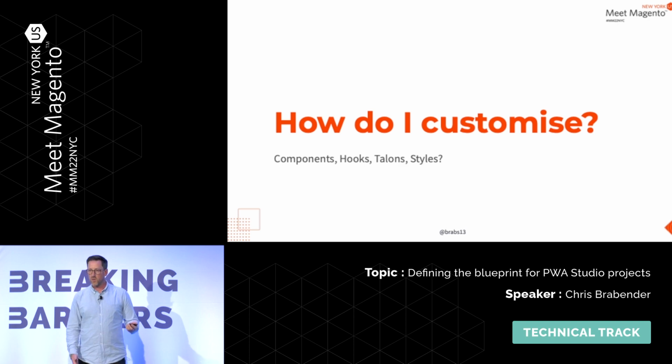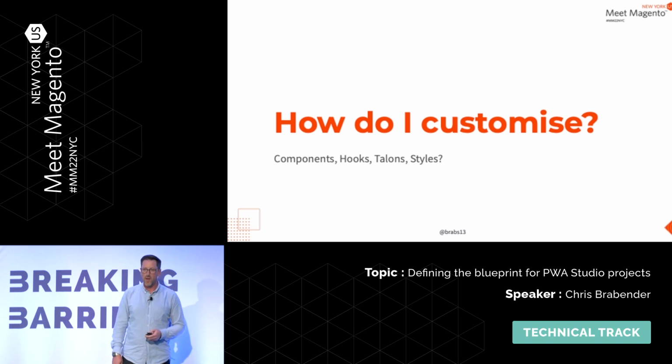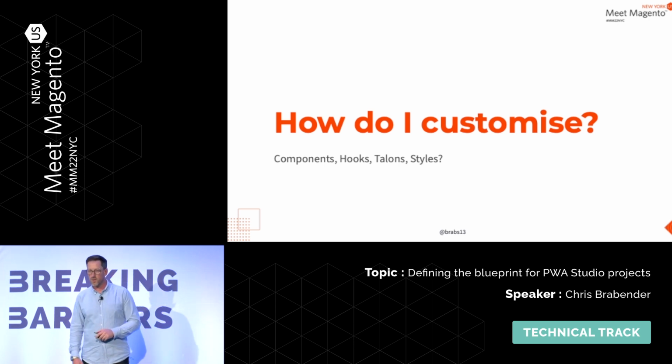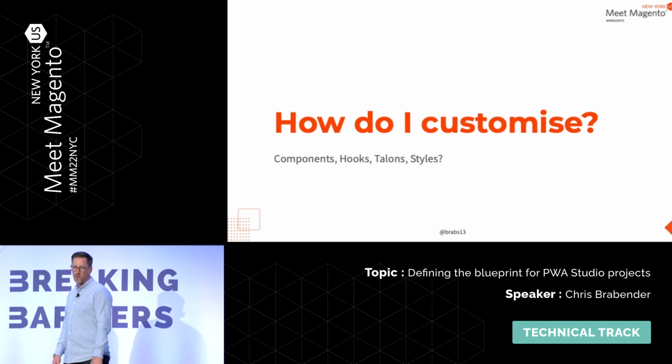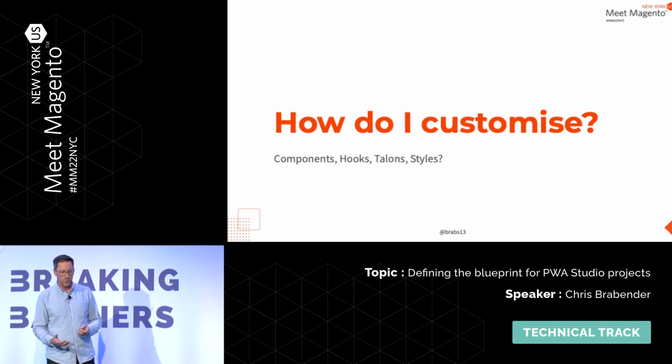The big question is, how do we customize, though? How do we update or add additional functionality to components? How do we change the functionality around hooks and talons? And then how do we also apply our own styling to these projects?